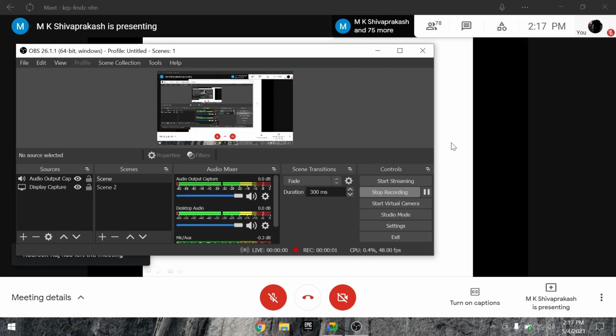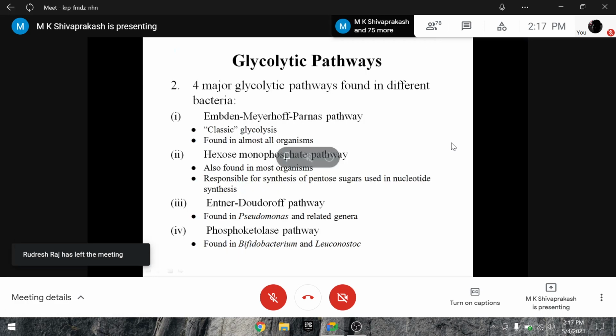A molecule of glucose, with 2 molecules of ADP and inorganic phosphate, then 2 molecules of NAD. It yields 2 molecules of pyruvic acid, 2 molecules of ATP, and 2 molecules of NADH2.